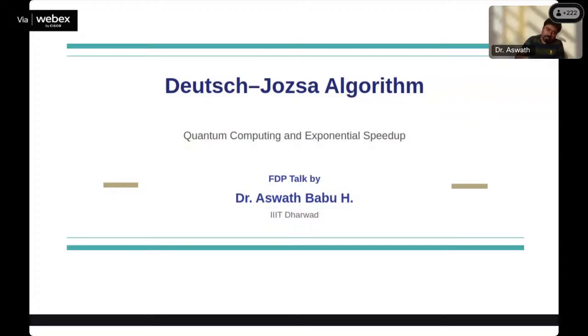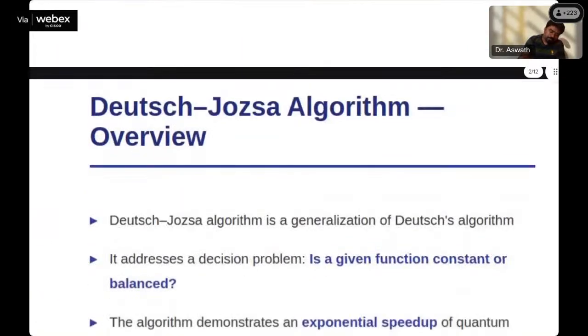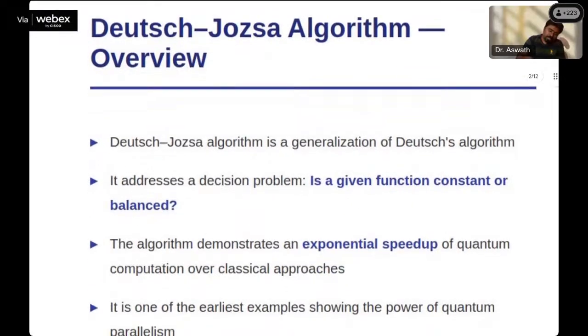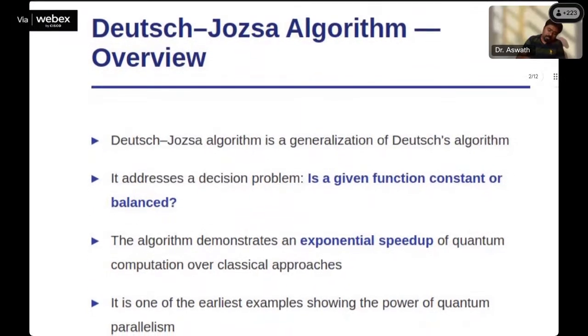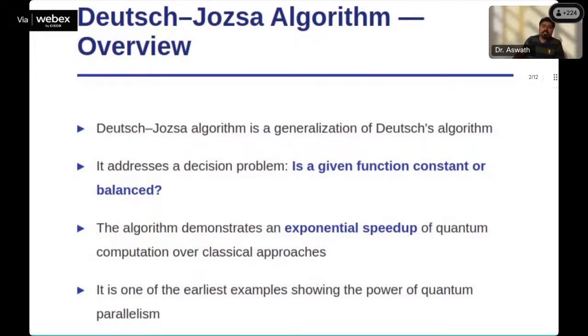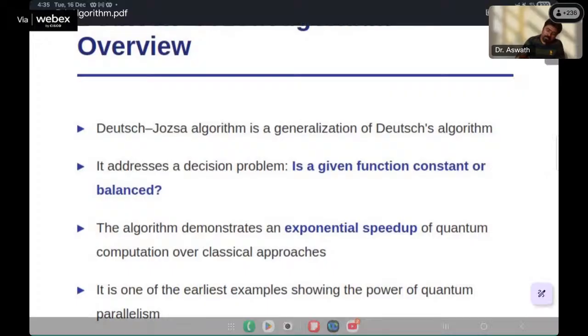In fact, if you go through the Deutsch-Jozsa algorithm, it is a generalized version of the Deutsch algorithm. So I would say the Deutsch-Jozsa algorithm is a very large one. Among that, the Deutsch algorithm is a part of it. So that is what I meant here. Fine.